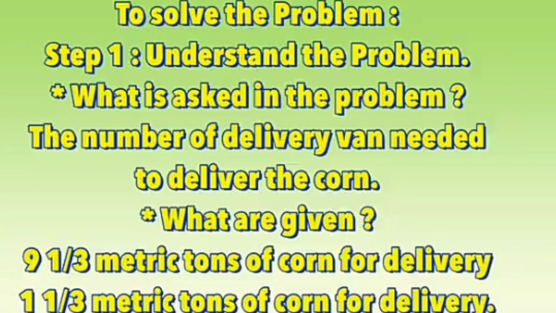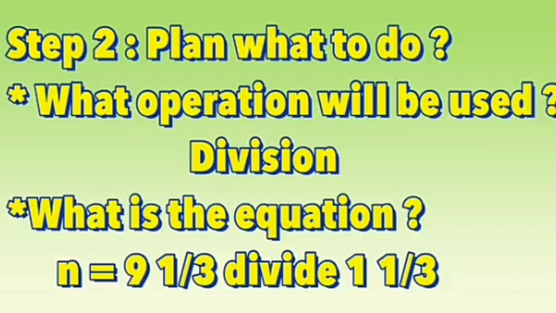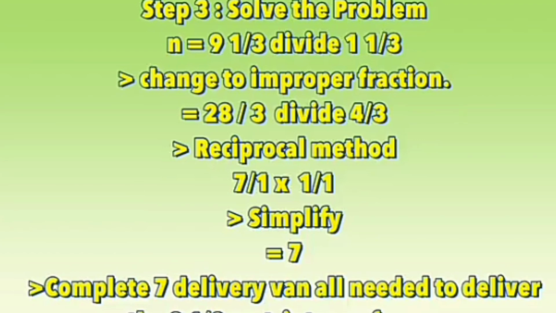Step 2, plan what to do. So what operation will be used? So division. What is the equation? So the equation is n, for the number of delivery vans, equals 9 1/3 divided by 1 1/3. Then step 3, solve the problem. We will use the equation n equals 9 1/3 divided by 1 1/3.